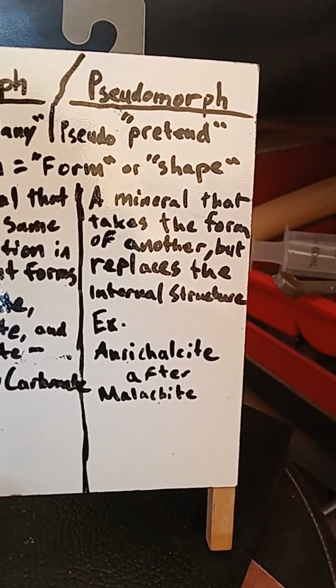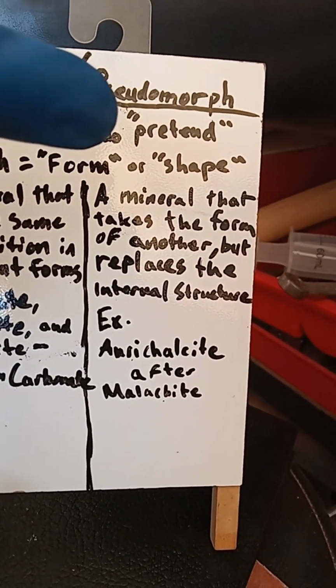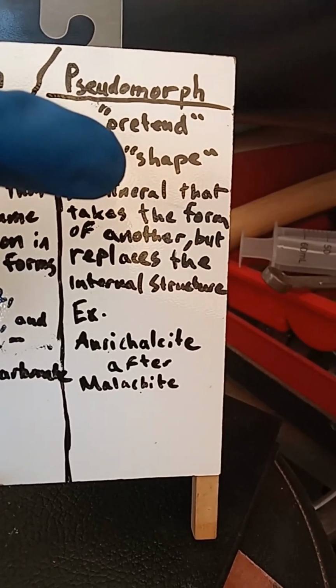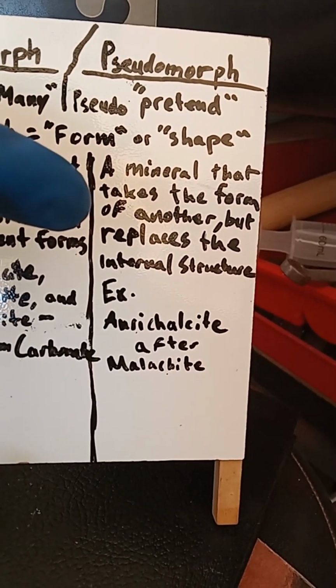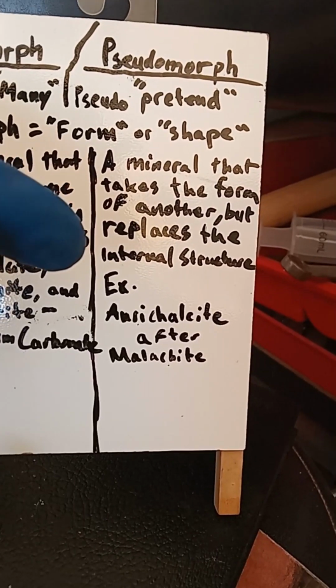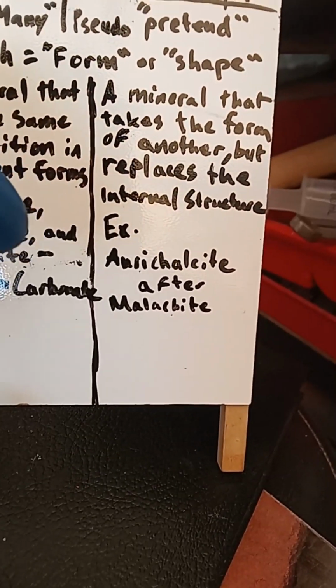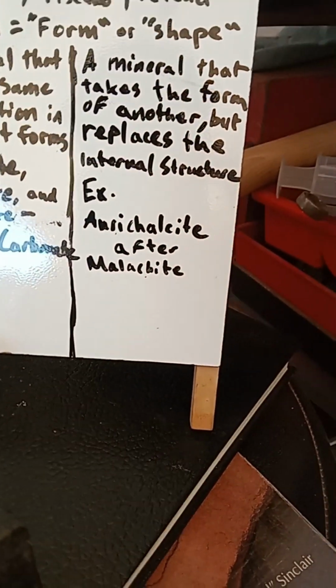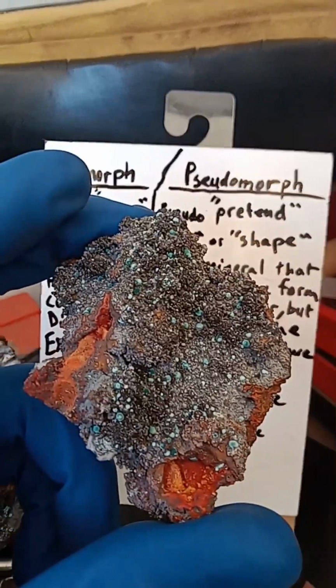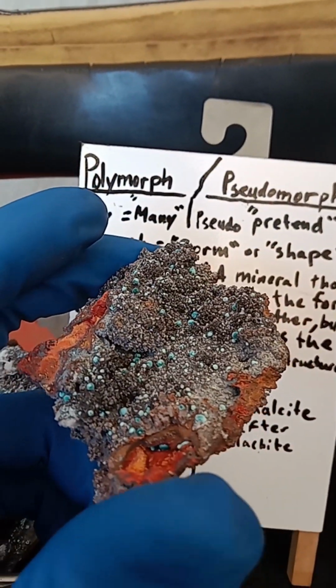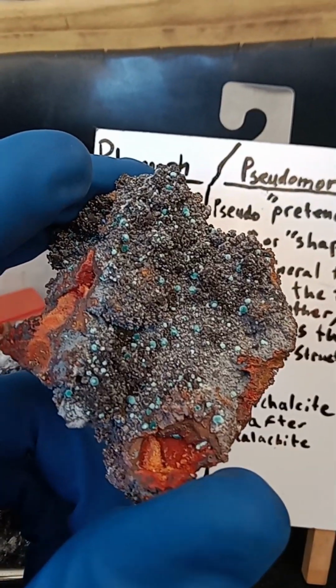Now pseudomorph, since pseudo means pretend and morph means form or shape, we can remember that pseudomorphs are minerals that are pretending to be a different shape. So a mineral that takes the form of another but replaces the internal structure. An example of that would be orichalcite after malachite, which is what's on our specimen here, the little blue balls there.